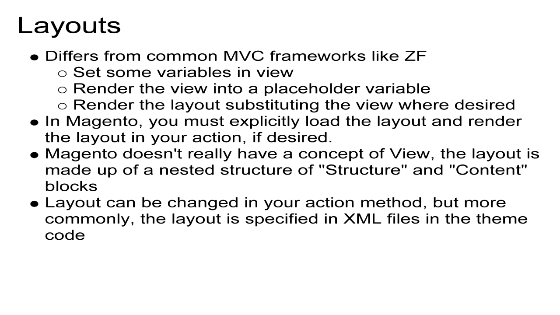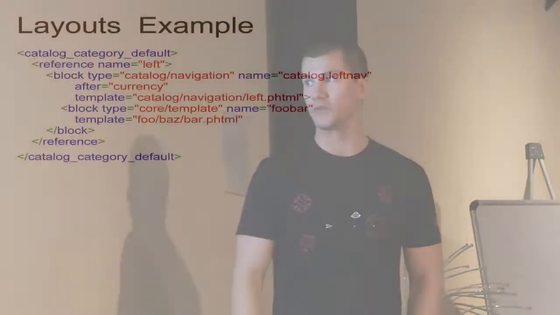This isn't a formal definition, so if you look at the code in Magento, they're not going to distinguish between a structure and a content block, but if you're doing a layout, you kind of want to think in those terms, and it helps you to organize the blocks better. You can change the layout. And when I say change the layout, I mean you can add blocks, remove blocks, and so forth. You can do that in your action method, but it's way more common that you're going to have XML files in your theme that add blocks, remove blocks, add JavaScript, and do all sorts of things.